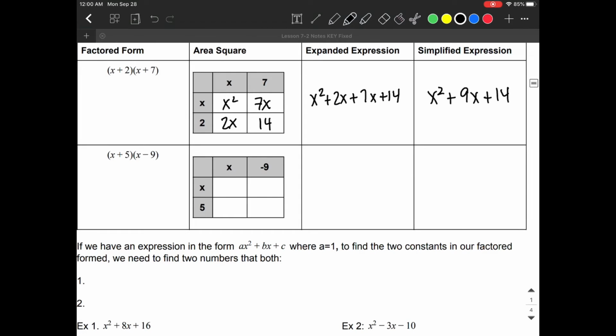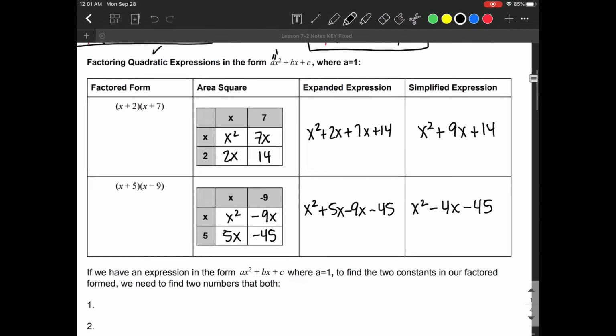Then I'm going to look at my second example. I have factored form. Doing my area square, I'm doing x times x is x squared. x times 5 is 5x. Negative 9 times x is negative 9x. Negative 9 times 5 is negative 45. Expanded expression, I'm just adding all those terms together. I have x squared plus 5x minus 9x minus 45. And then the simplified expression, I'm collecting my x terms. And that gives me x squared minus 4x minus 45.